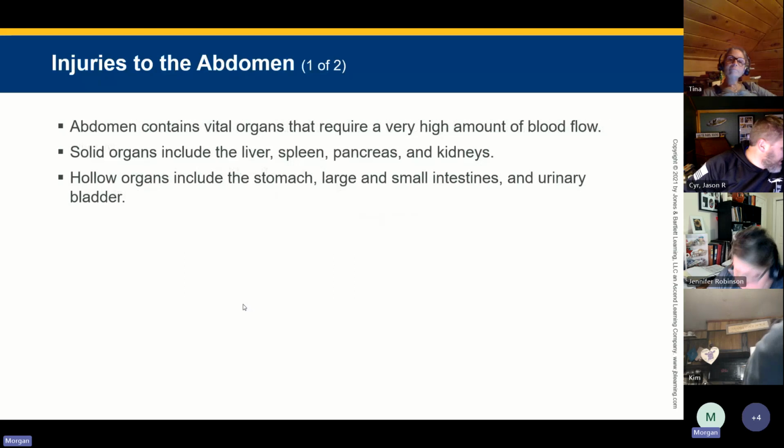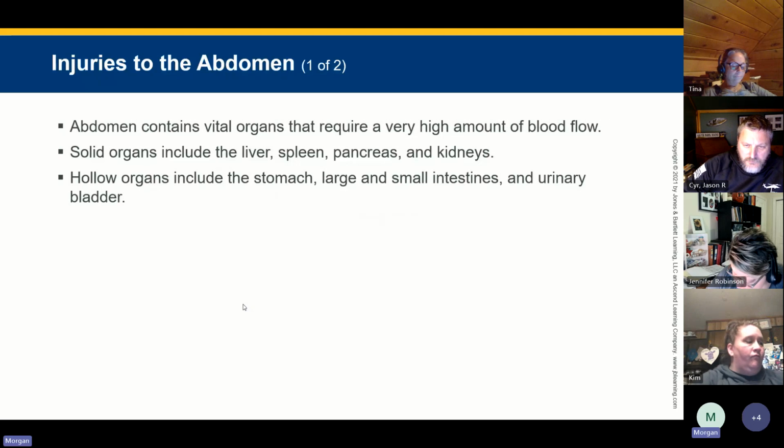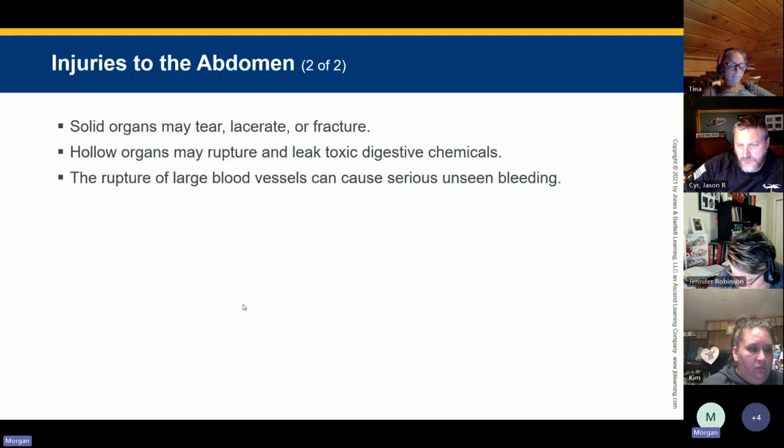So the abdomen contains vital organs as well, like the spleen, liver, pancreas, kidneys. Getting hit in the kidneys is ouch. Those are the solid organs. Hollow organs include the stomach, large and small intestines, and the bladder. The solid organs may tear, lacerate, or fracture, like the spleen. We get a lot of spleen injuries, especially with ATVs. Hollow organs may rupture and leak, and the liver is a good one too. That will get messed up.